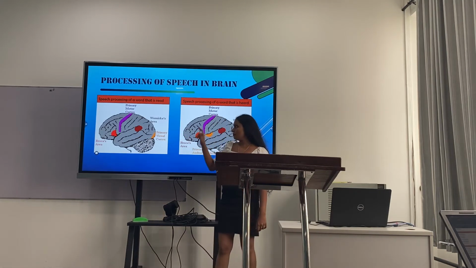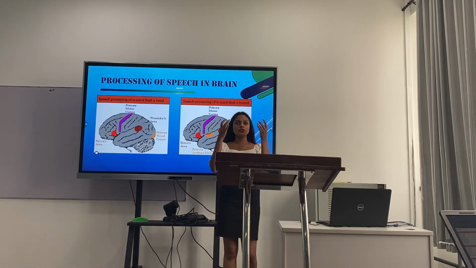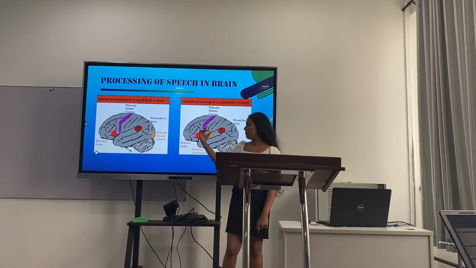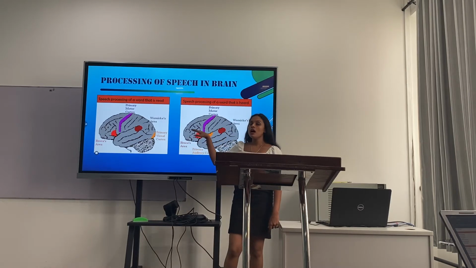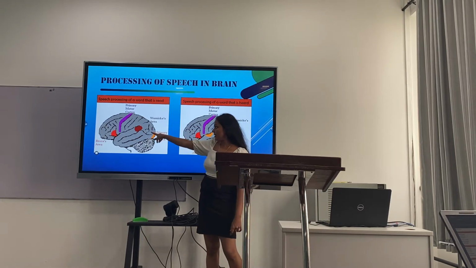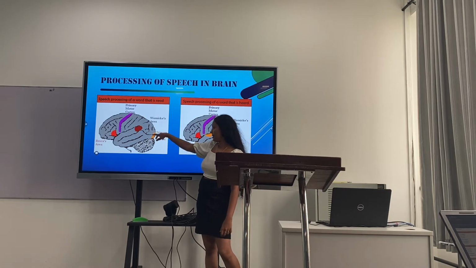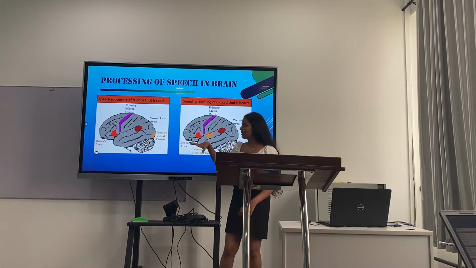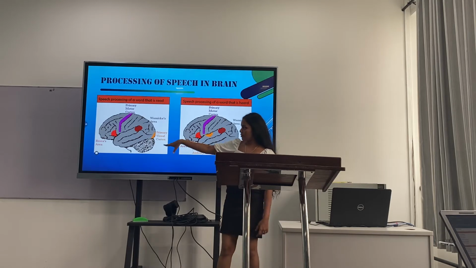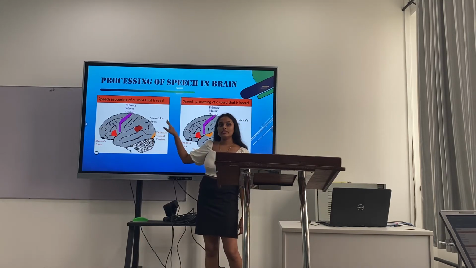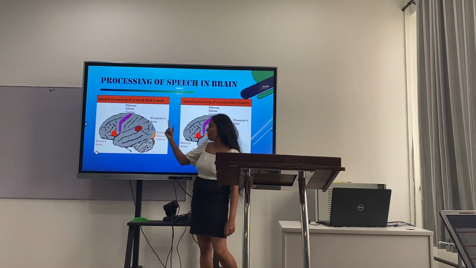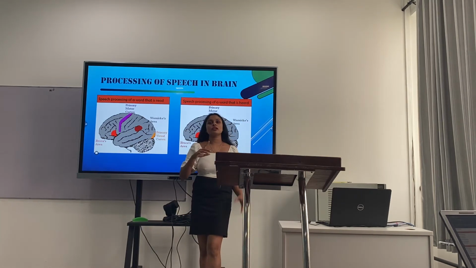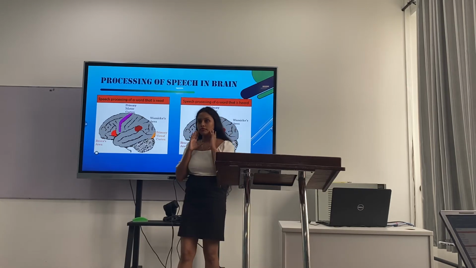First of all, the signals received from our eyes are communicated to the primary visual cortex, which is situated here, and then those visual signals are communicated to Wernicke's area, the red part, the speech recognition center. After that, the recognized signals are forwarded to Broca's area, where the required speech patterns are made and then communicated to the primary motor cortex.